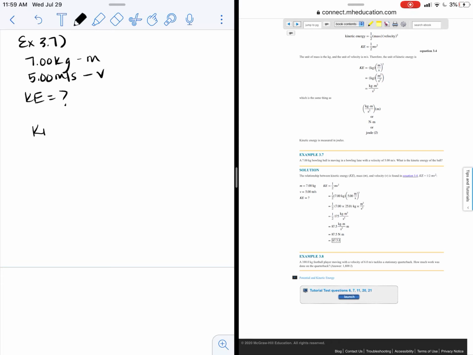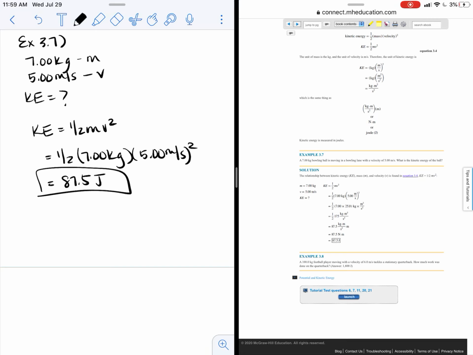All right, so we've got mass and we've got velocity. Kinetic energy is 1/2 mass times velocity squared. So 1/2 times 7 times 5 meters per second squared. That's going to give you about 87.5 joules.